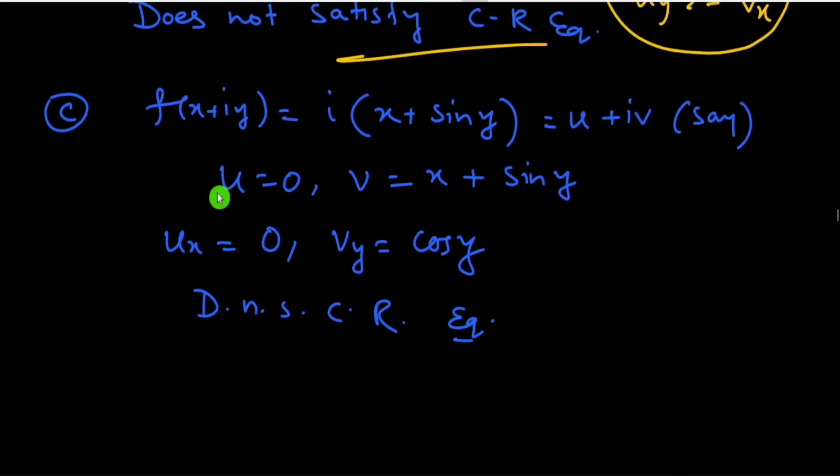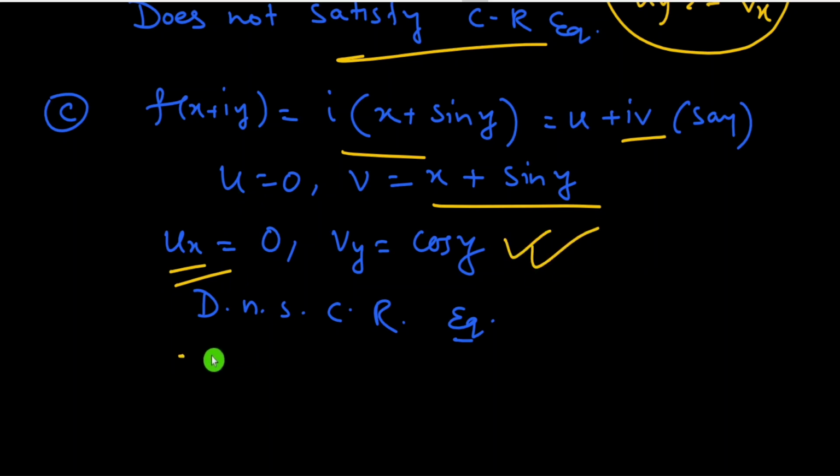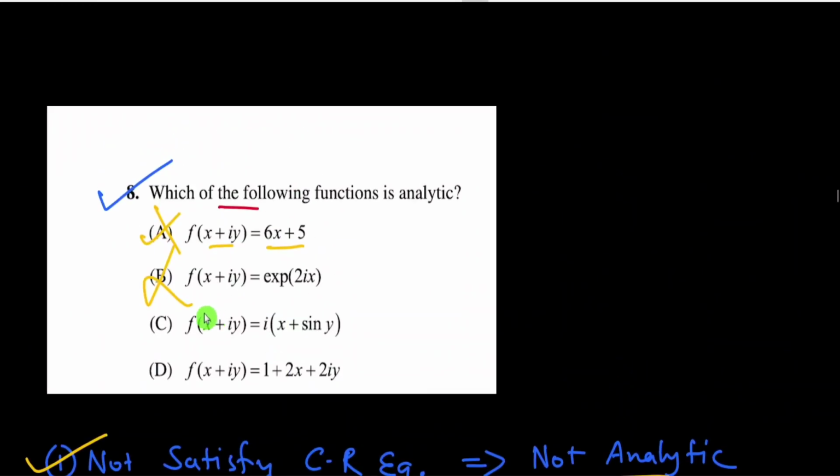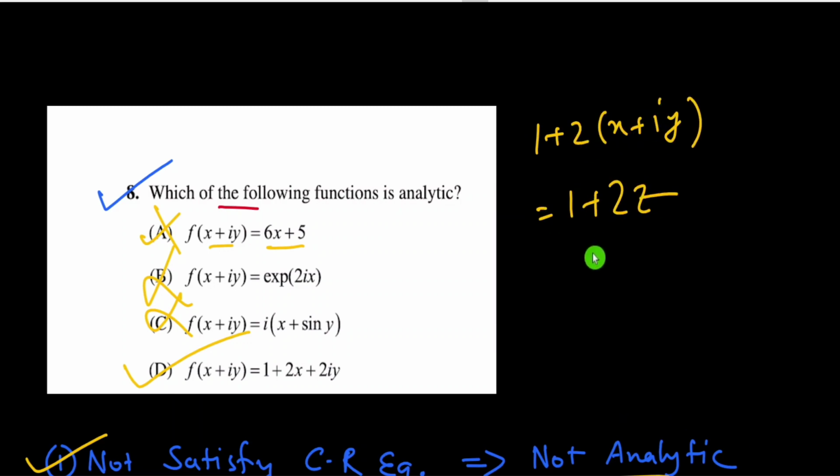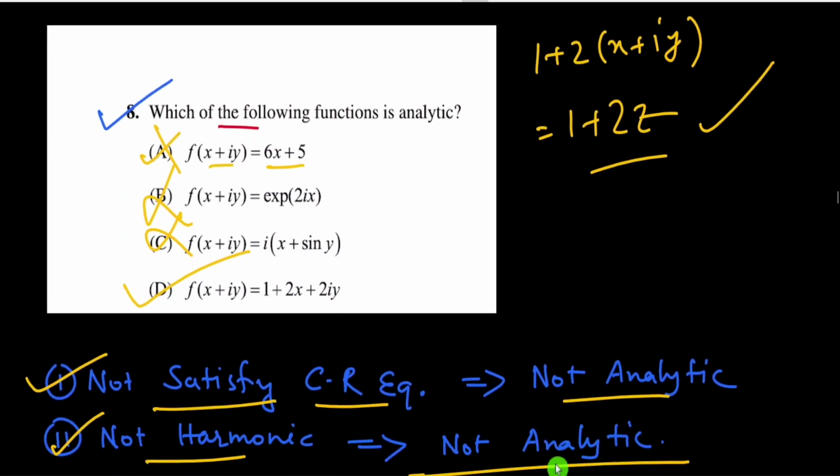Now we check option C. It is only the imaginary part, v equal to this. So ux and uy are both 0, and vx and vy give the function, and clearly ux is not equal to vy, therefore it does not satisfy the Cauchy-Riemann equation, so this is also not the correct option, and clearly option D is correct here. Also you can check option D as follows: 1 plus 2 into (x plus iota y) is equal to 1 plus 2z, which is clearly an analytic function.